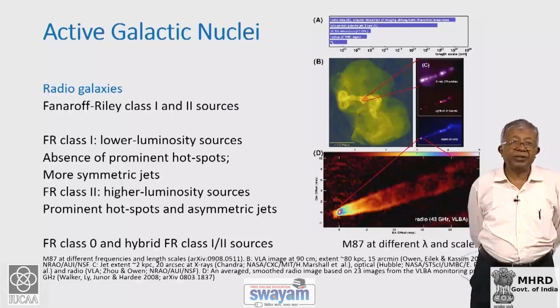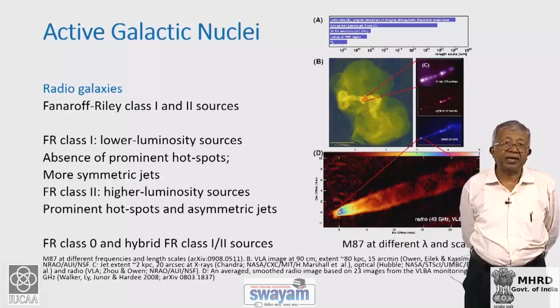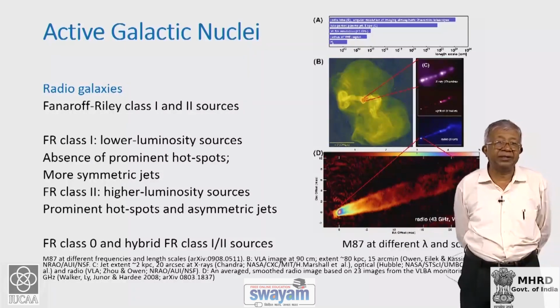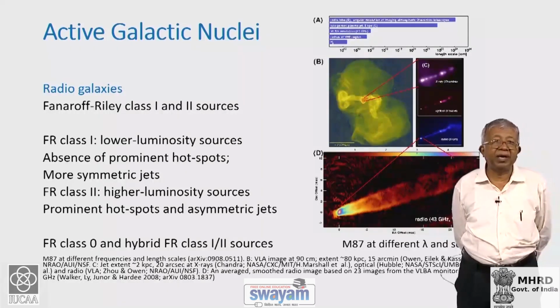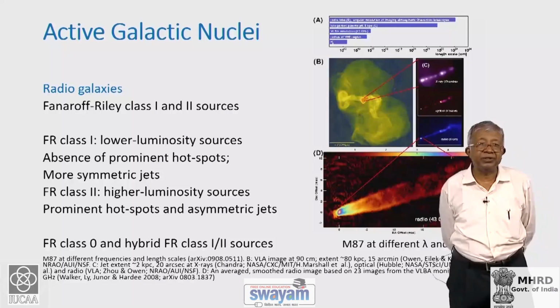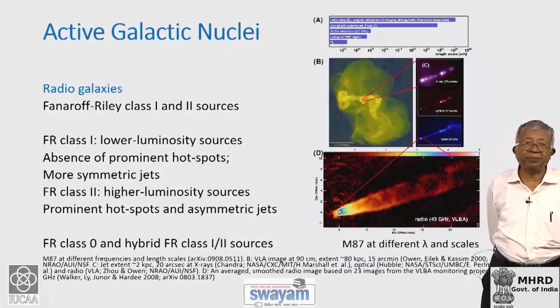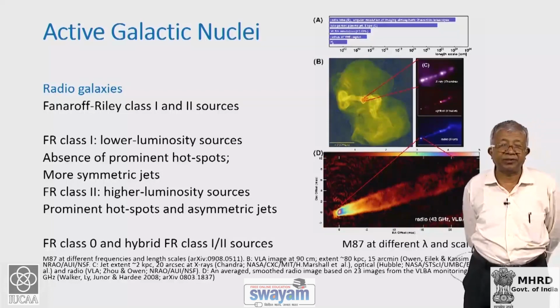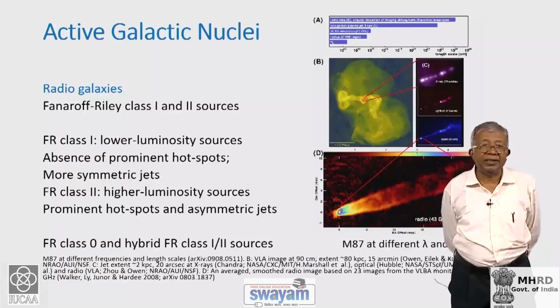But based on the structures of these sources, Julia Riley and Bernie Fanaroff, who was at Cambridge at that time and now is leading the SKA effort in South Africa, classified these objects into two broad categories known as Fanaroff-Riley classes. The Fanaroff-Riley class 1 objects are the lower luminosity sources, with absence of prominent hotspots, and they have more symmetric jets. Whereas the FR class 2 sources are high luminosity sources, they have prominent hotspots at the outer edges and asymmetric jets.